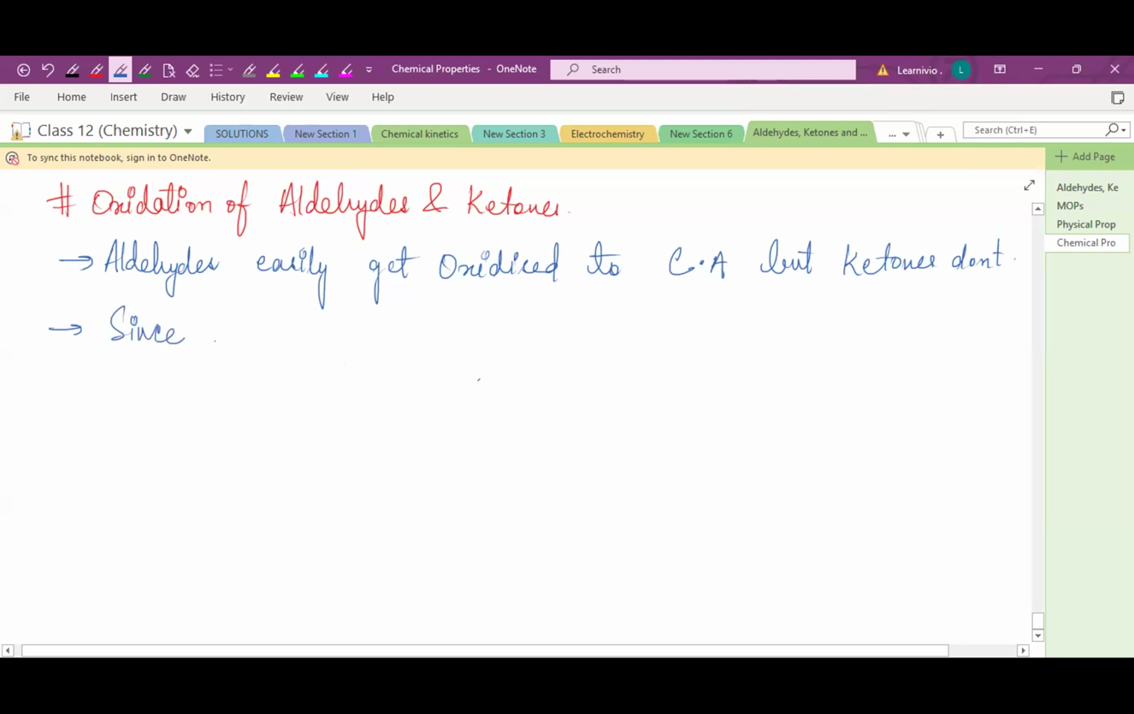Next point, write down. Since oxidation of aldehyde is easy, it can be oxidized via a mild oxidizing agent. So you can also use a mild oxidizing agent to oxidize the aldehyde to a corresponding carboxylic acid.